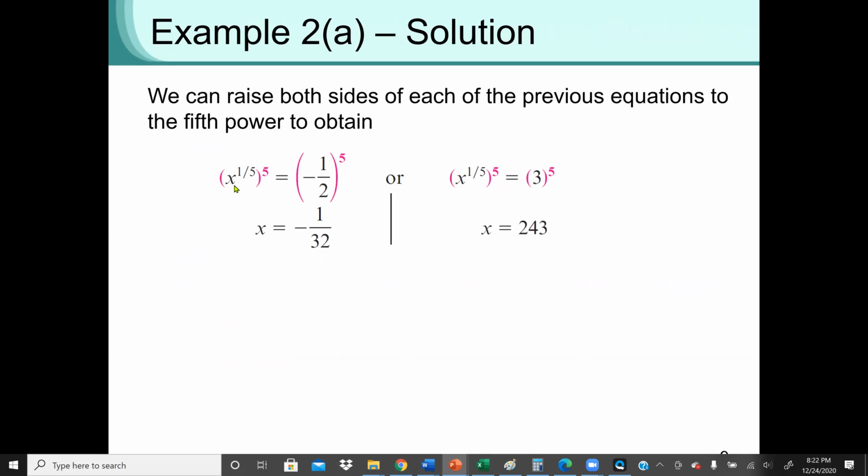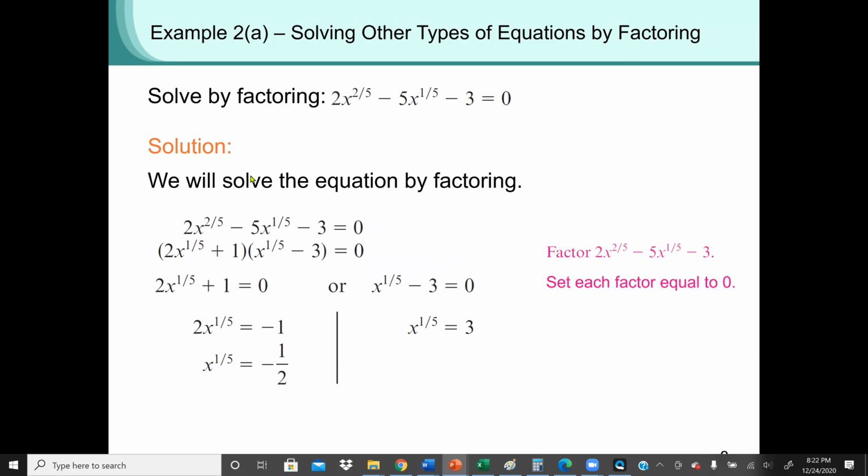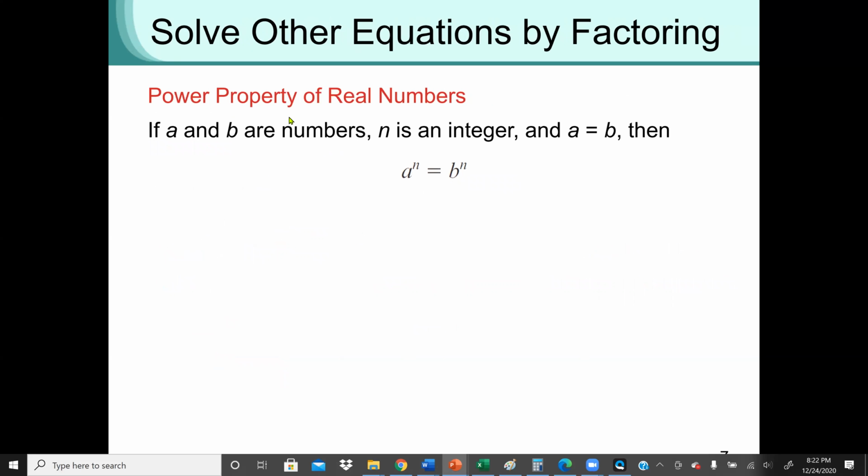Then we can again continue. Our goal is to look for the value of x. We know x to the power 1/5, so we multiply by 5 to cancel 1/5. And anything we do to the left side, we have to do to the right side. This is where we start with the power property of real numbers.